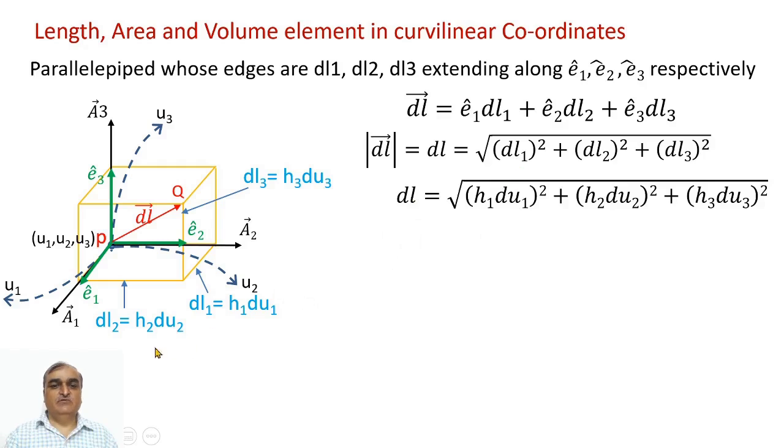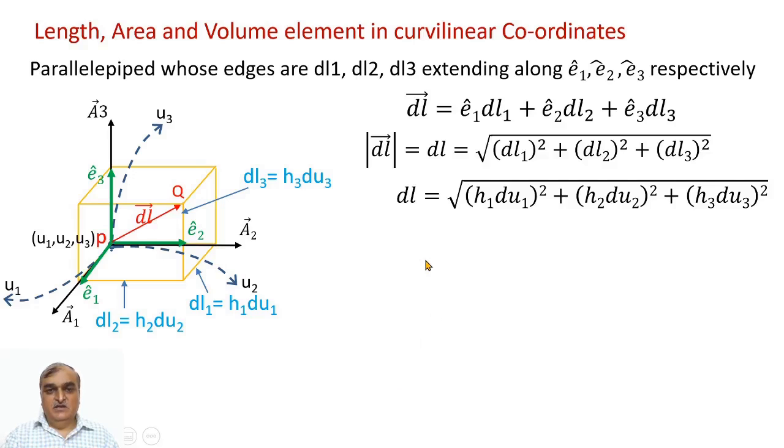In the previous lecture we have seen dl1 is equal to h1 du1, dl2 is equal to h2 du2, and dl3 is equal to h3 du3. Therefore dl is equal to the square root of (h1 du1) squared plus (h2 du2) squared plus (h3 du3) squared. This is the length element in the general curvilinear coordinate system, in the orthogonal general curvilinear coordinate system.